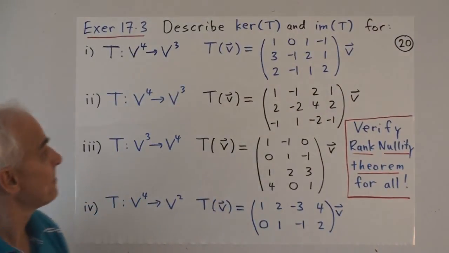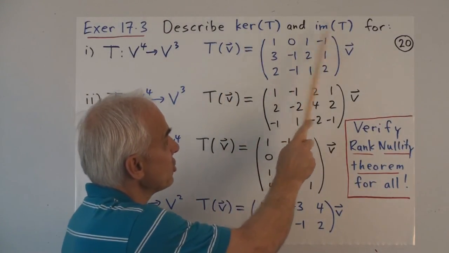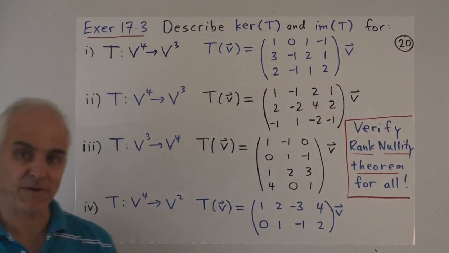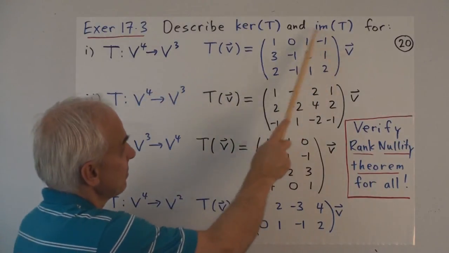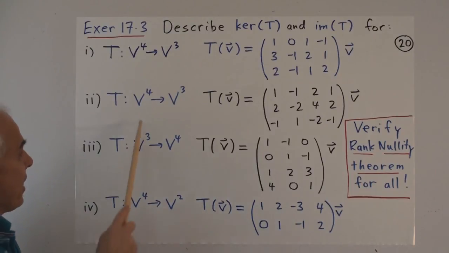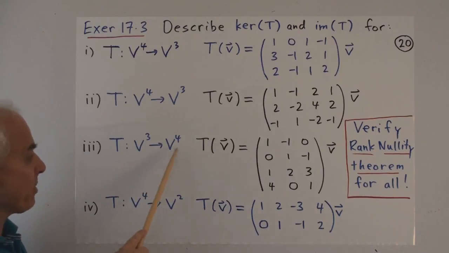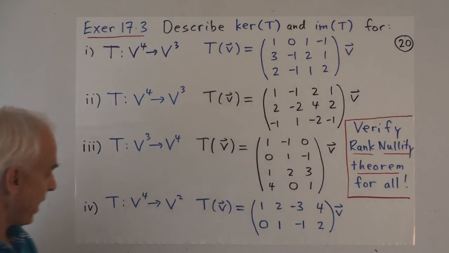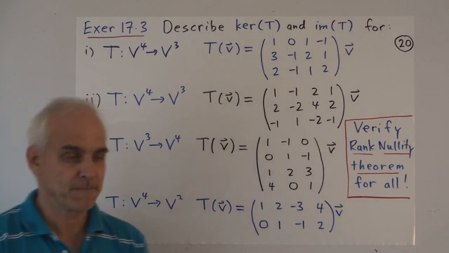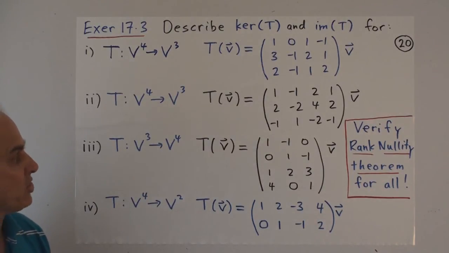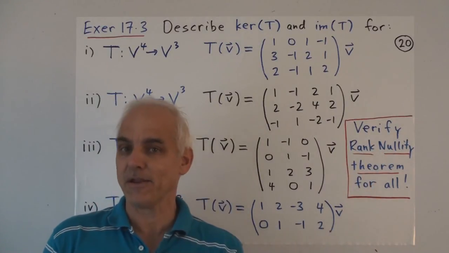And our last exercise, I want you to describe the kernel and the image for each of these 4 different linear transformations. One of them from 4-dimensional space to 3-dimensional space by multiplying by that matrix. Another one also from 4 to 3, that matrix. One from 3-dimensional space to 4-dimensional space, multiplying by this matrix. And slightly different, from 4-dimensional space to 2-dimensional space, given by multiplying by that matrix. So describe the kernel and the image, and I want you to verify for all of these the rank-nullity theorem. In other words, check that the rank-nullity theorem really does work.